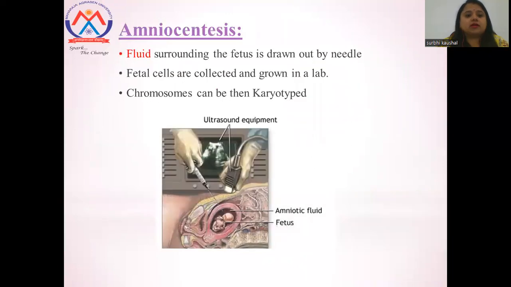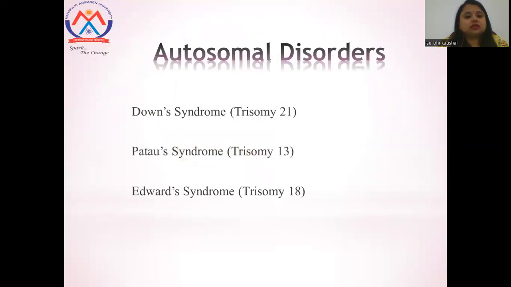Now, third, it is amniocentesis. Here, there is a fluid which surrounds the fetus. It is taken up by a needle, as you see in this very diagram. This needle is inserted in the stomach, and this amniotic fluid is taken up. Then these fetal cells are grown in the lab, and the chromosomes are then karyotyped. Karyotyping is arranging the chromosomes according to their shape and number. So in this way, chromosomal abnormalities can be detected.